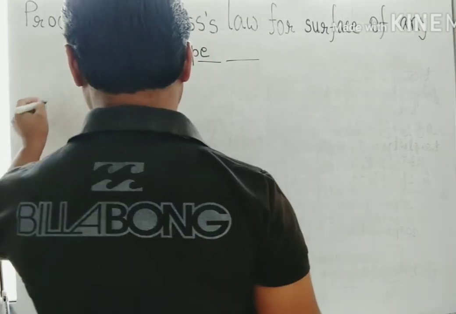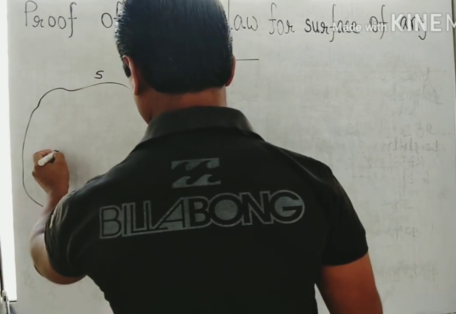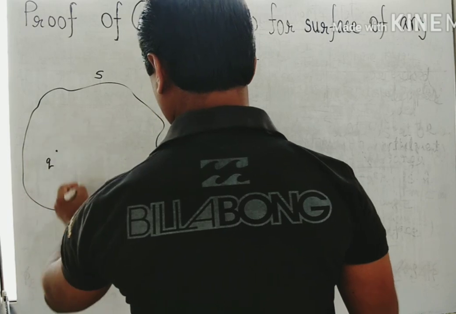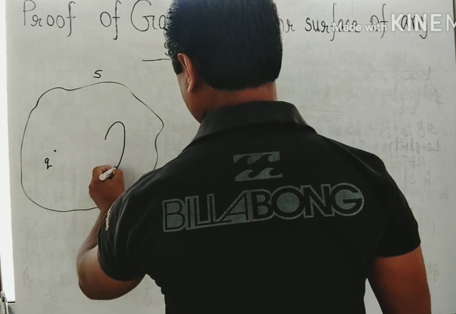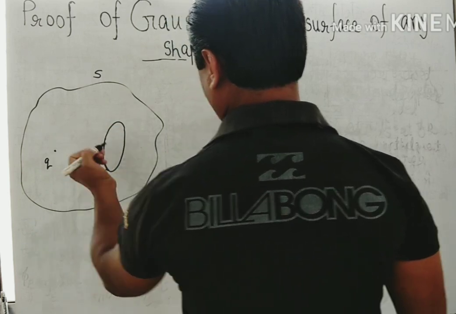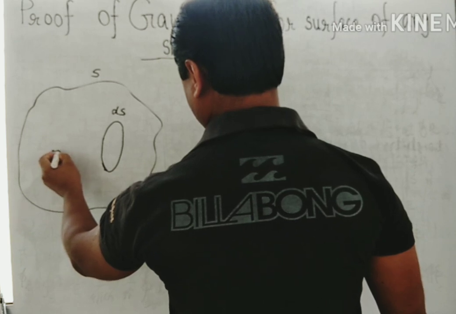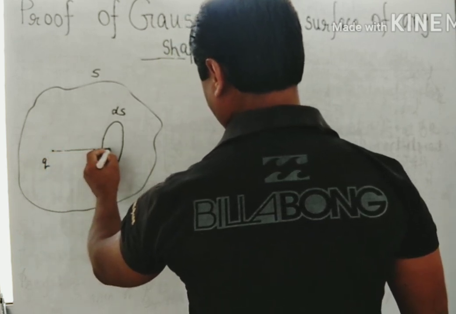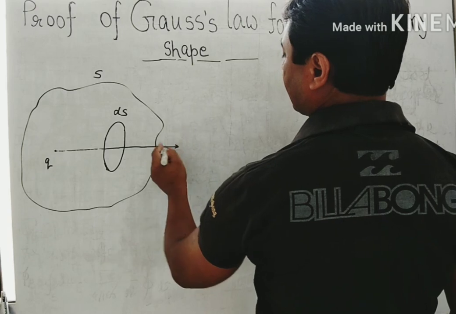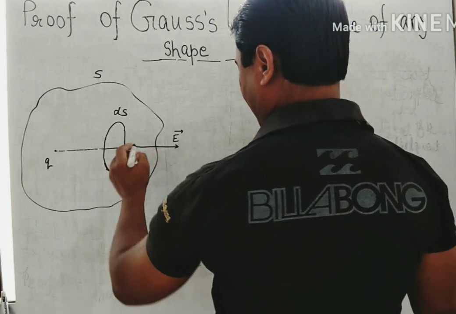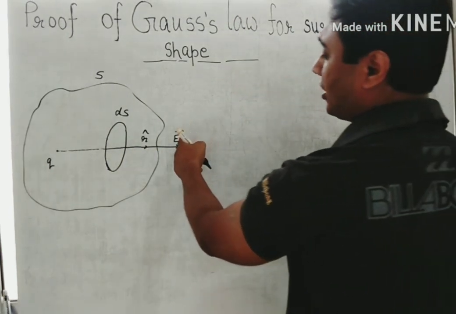So here consider the surface S enclosing charge Q, small q. Now consider surface element ds on this S surface, which is r distance apart, at which the electric field intensity is directed normal to the surface, vector E.